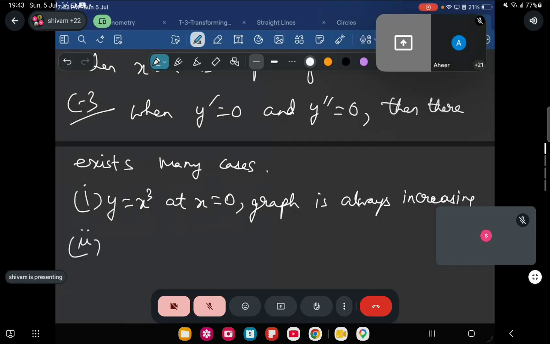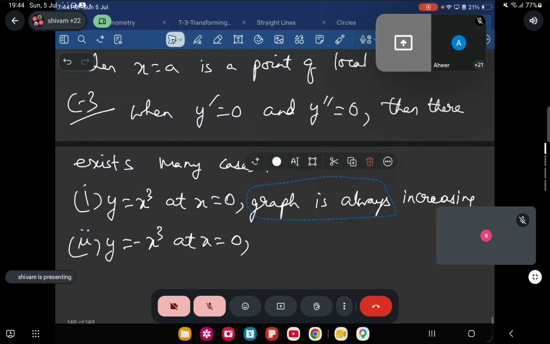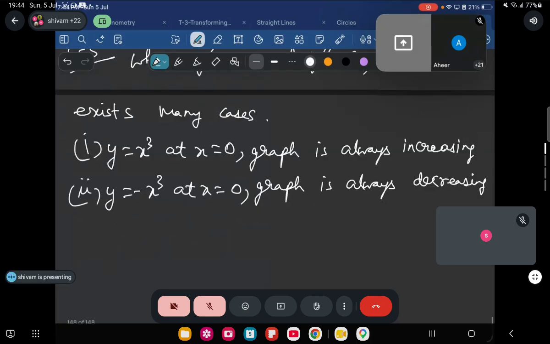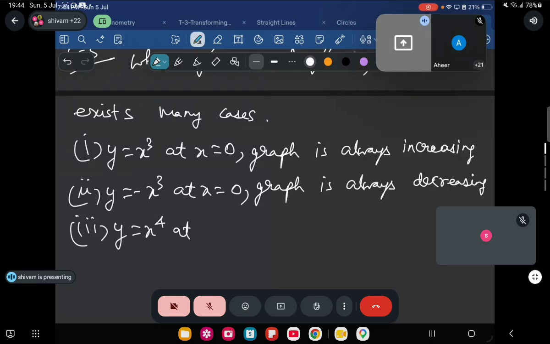Next, number 2. y equal to minus x cube at x equal to 0. Graph is increasing or decreasing? So decreasing. Always decreasing. So over here, will we get any point of local maxima or local minima? Tell me. Next, number 3. y equal to x to the power 4 at x equal to 0. What will we get? Maxima or minima? Minima. We have a local minima.